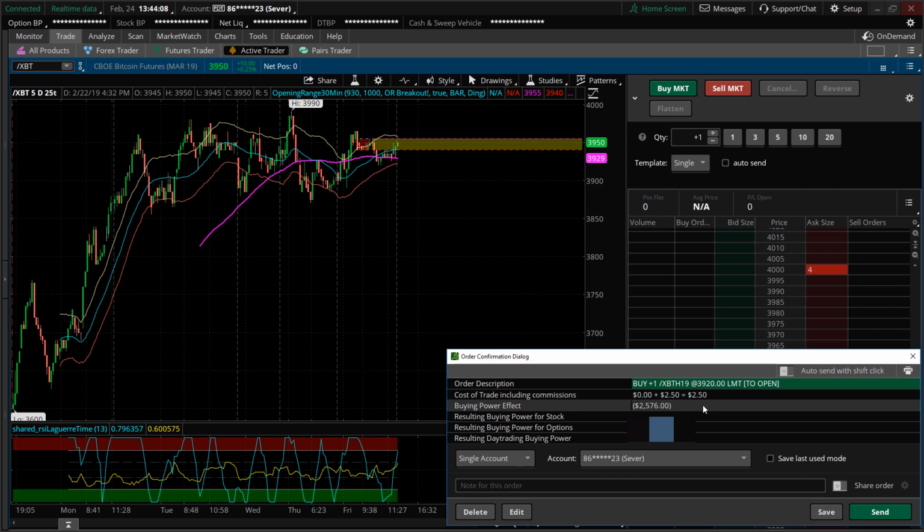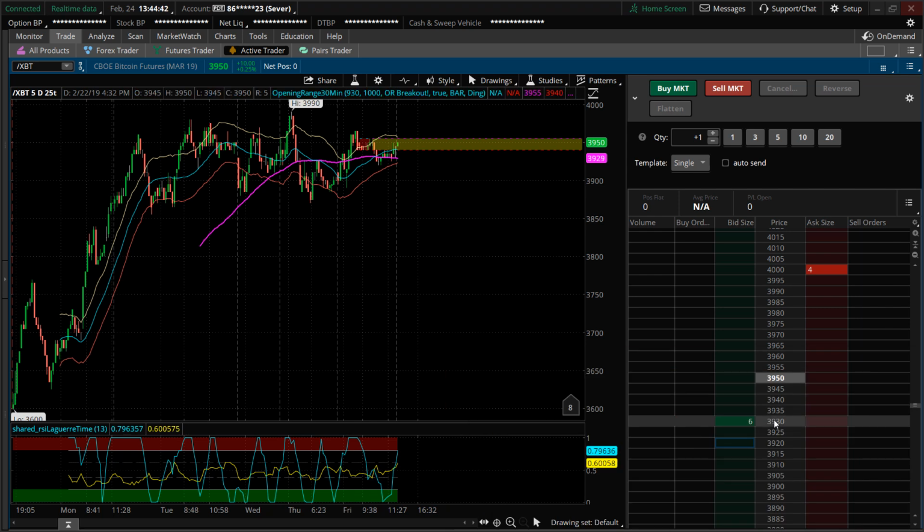And currently, with Bitcoin priced at about 4,000, the buying power effect is 25.76, which refers to that initial margin that we talked about. It also brings up the commission cost for buying and selling, for a round trip on this trade, which is $2.50 in, $2.50 out, or $5 round trip. Now I'm going to cancel out of that.